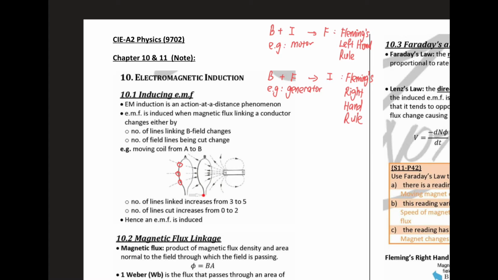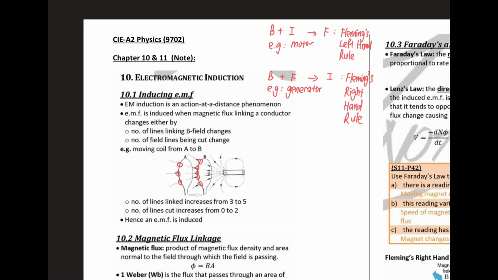The arrow is like this, right? That means you bring the coil closer to the magnetic field, and when it's nearer, the magnetic field is stronger. Then you can see more cutting. 1, 2, 3, 4, 5. Yeah, it cuts at 5 points. So in that case, there is a change in the number of field lines being cut. Because of that, EMF is induced. So that's why you need to keep moving.